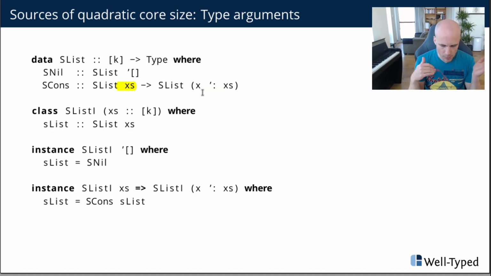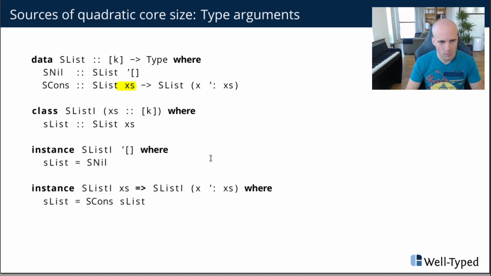Now, the previous two examples were examples where we were writing the code. The next two examples are examples where GHC is writing the code. Consider this definition of singletons for lists, along with a class that says that we must be able to produce a singleton for a given type level list, right? Which has a standard two instances, one for nil and one for cons.